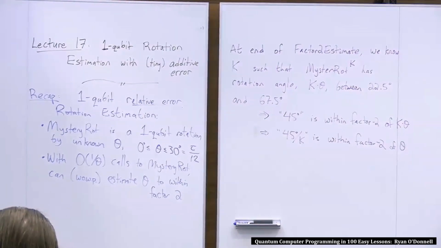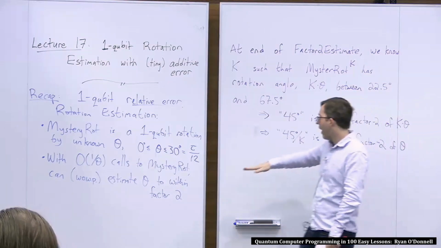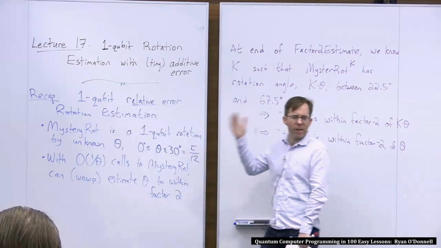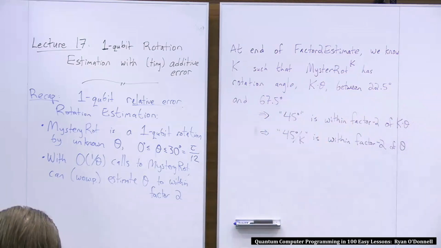Okay, so a couple things we want to get to. We want to get to an even better factor. We want to get to within 1%. This is something I promised you like 2 lectures ago. And then in this lecture, we're going to try to get even more precision than that. So let's see how we're going to do that.